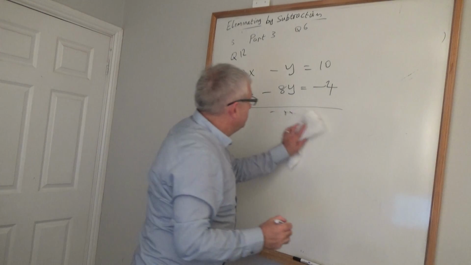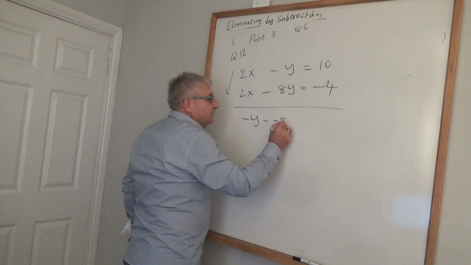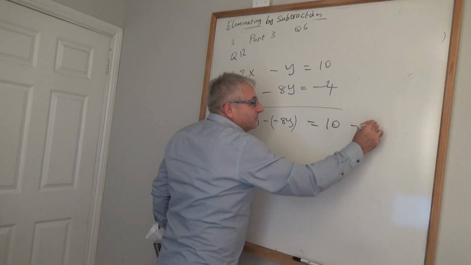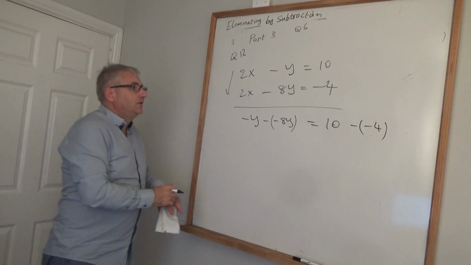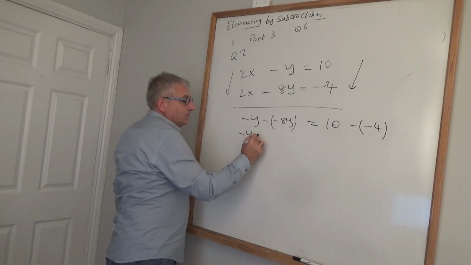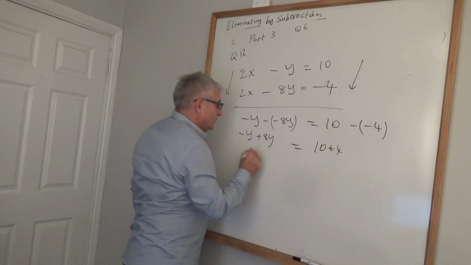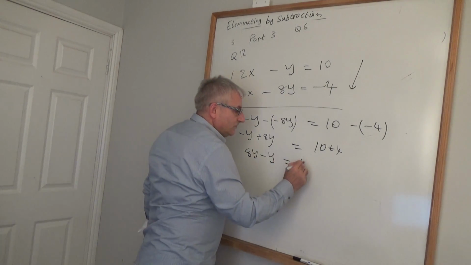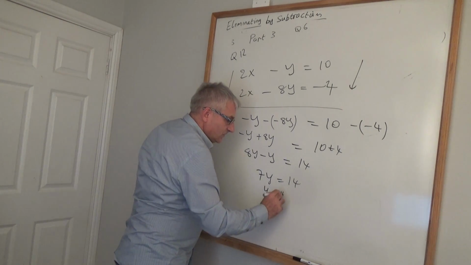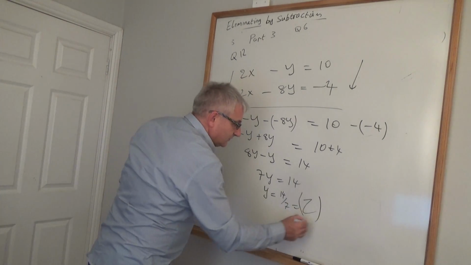Okay, now let me break that out into its algebra. Minus y minus 8y equals 10 minus 4, because I'm subtracting. Minus y plus 8y, minus by minus is plus, equals 10 plus 4. 8y minus y looks nicer, that's 14. That's 7y equals 14. Y equals 2. Ready for substitution.